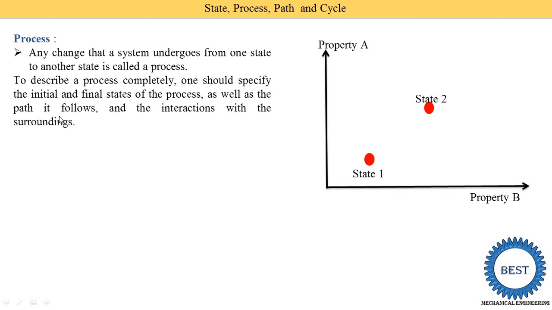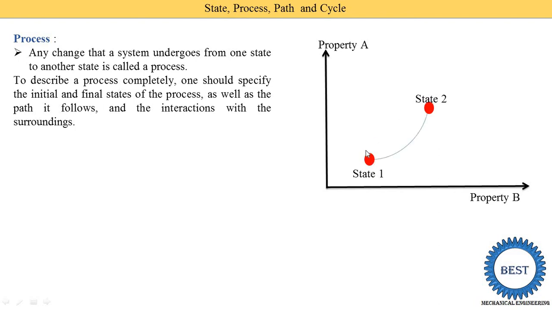Now suppose we give an example: state 1 is your home, state 2 is your college. To reach the college from home you follow different roads. In the morning you go by one road, and on the return you come through a different road. In a similar way, any system or process flows from state 1 to 2, and it has different options. Either it goes along a straight line, or it goes through this curved line, or through that curved line.